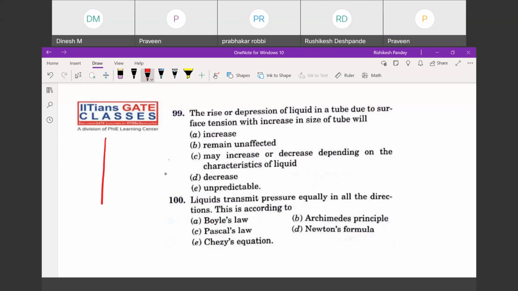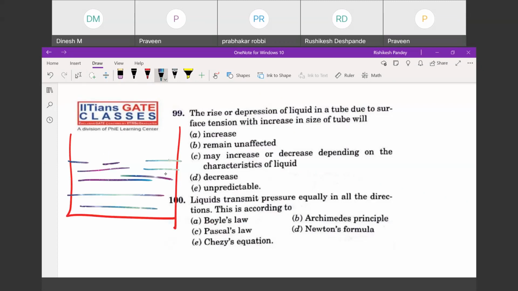Obviously, with increase of size of the tube, like this is the thing and this is your fluid here. And if this is your tube, and let's say I will take a larger diameter tube, obviously in this case there will be more rise, but in this case there will be lesser rise. So rise or depression will depend upon the size of the tube. If diameter is increasing, then the rise or depression will decrease. So D is the answer.